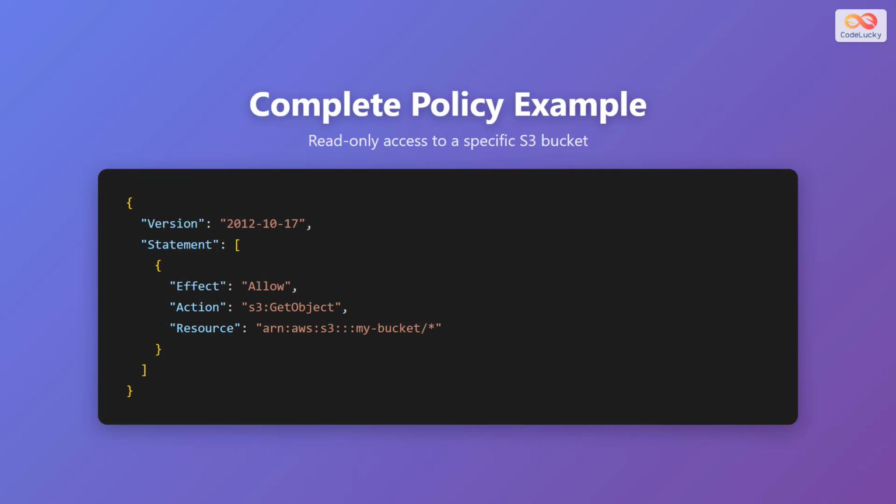The resource element specifies the exact bucket using its ARN, with an asterisk indicating all objects within that bucket. This simple but effective policy allows a user to read objects from the my-bucket S3 bucket, but prevents them from uploading, deleting, or modifying any objects.